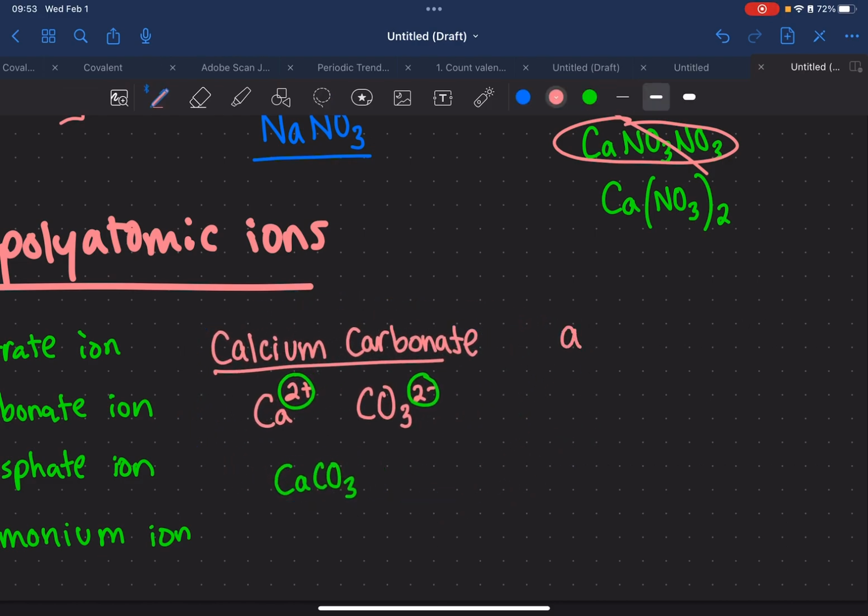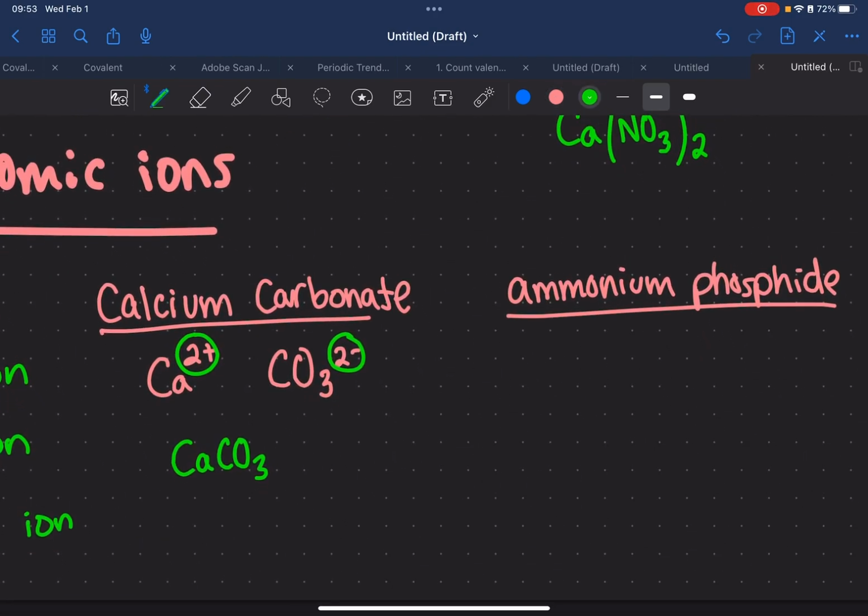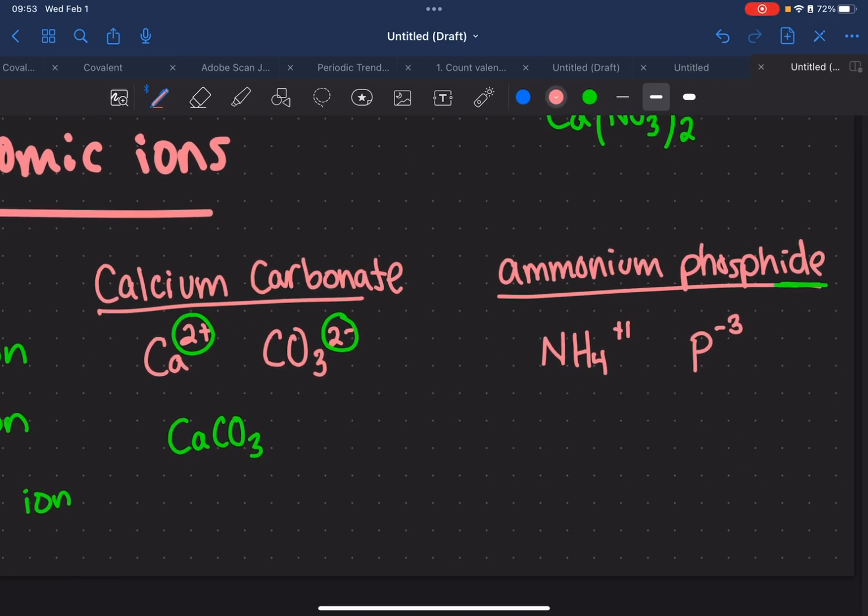Let's try ammonium phosphide. Ammonium phosphide. Give that one a try. All right, here we go. So ammonium, we just wrote down as NH4. It's got a +1 charge. Phosphide, be careful. I hope you didn't write phosphate. That's phosphate. We have phosphide here. And phosphide, if it ends with "ide," then we know that that is just a monoatomic ion. So it's just P. And I know P by itself has a -3 charge.